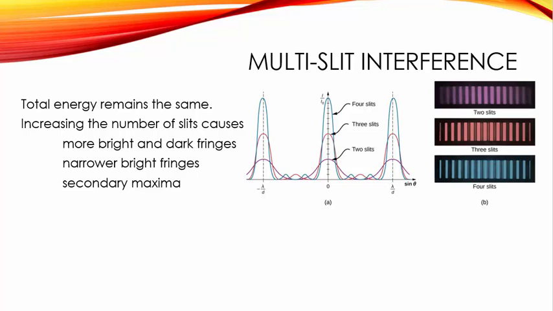You can see that in the illustration, and they seem to be more defined, so that you get narrow bright fringes that show up in between, and you get secondary maxima, so you get these little thin bright lines in between the very bright thick lines.